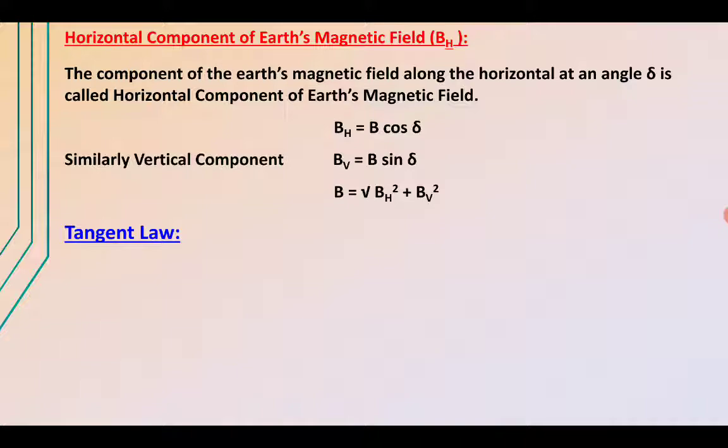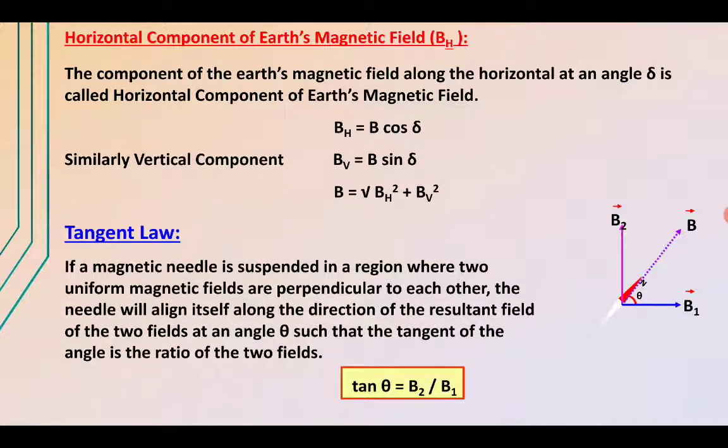And there is a law known as the tangent law. According to the tangent law, if a magnetic needle is suspended in a region where we have two magnetic fields, suppose B1 and B2, in that case the needle will align itself along the direction of the resultant field of the two fields at an angle theta, such that tan theta = B2 divided by B1.